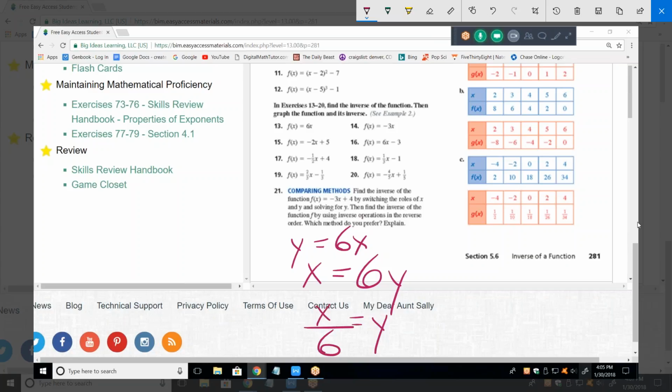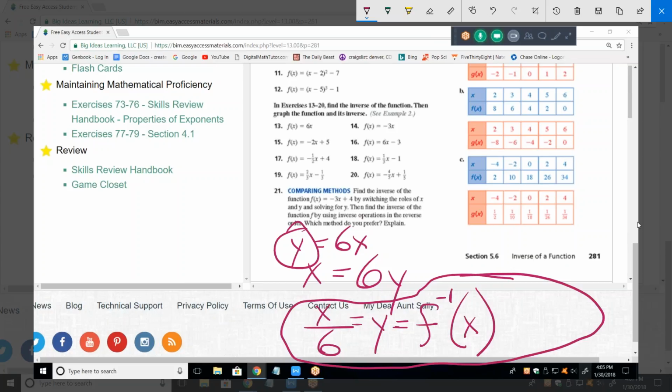Now, that's not the same y as this. This y is 6x, this y is x over 6. That's because this y is actually the inverse of f. If I go back and write it in terms of f of x terminology, then I get f inverse of x equals x over 6. This would be my answer.